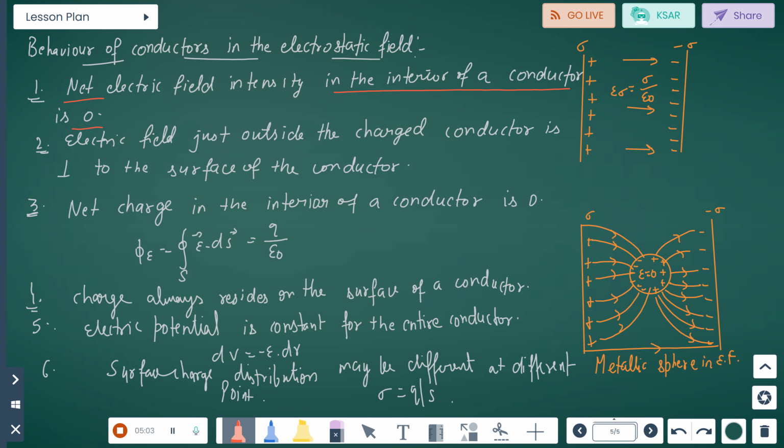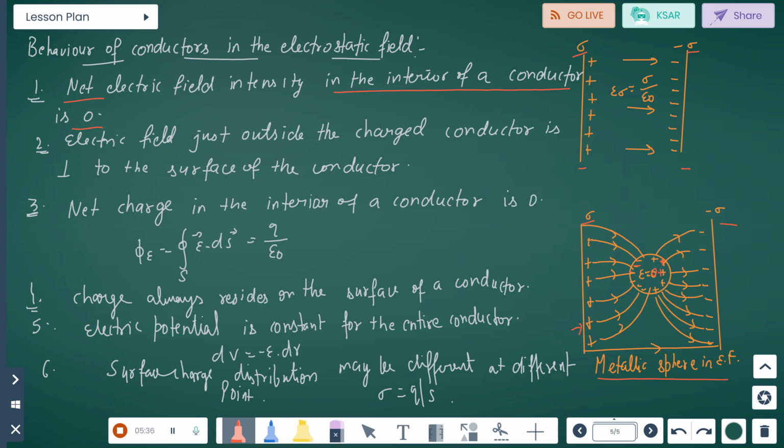We have sigma and minus sigma, positive charges and negative charges. E sigma equals sigma divided by epsilon naught. Here for a metallic sphere in an electrostatic field, E inside is 0. We have negative charges and positive charges, sigma and minus sigma. So the net electric field intensity in the interior of a conductor is 0.